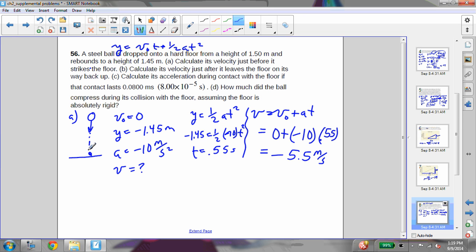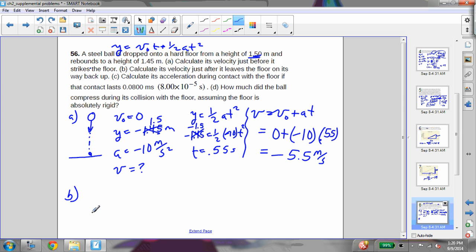Calculate its velocity just after it leaves the floor on the way back up. Okay, so, oh wait, let's see. I did this incorrectly. I'm sorry. I was misreading it. This should be 1.5. So my y height starts at 1.5. And then this actually does work out to be 0.55 seconds. And then over here, I get still 5.5 meters per second. Sorry about that. Okay, so now it bounces back up and it goes up to 1.45 meters.